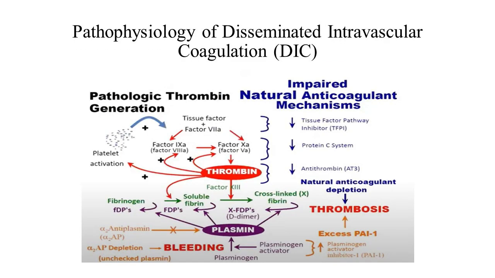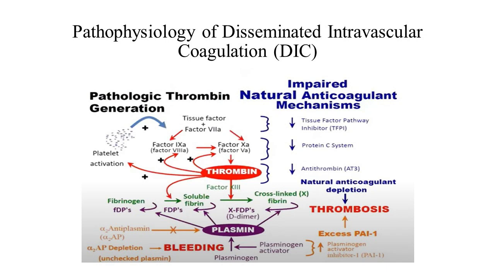This slide summarizes the core pathophysiology of disseminated intravascular coagulation, DIC, emphasizing three major processes: pathologic thrombin generation, impaired natural anticoagulant mechanisms, and dysregulated fibrinolysis. Together, these mechanisms explain why DIC is characterized by both thrombosis and bleeding.